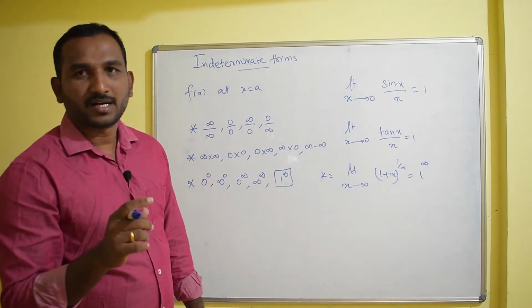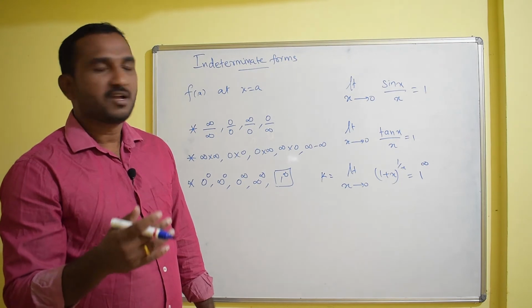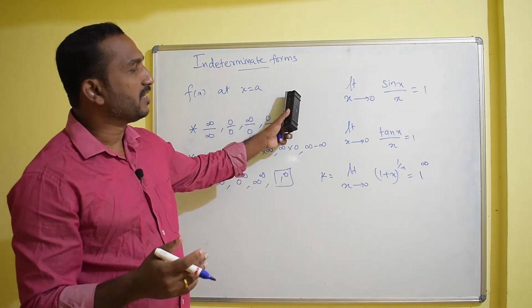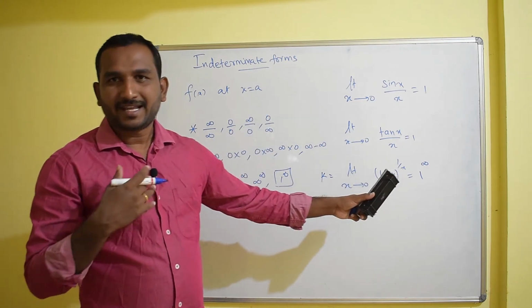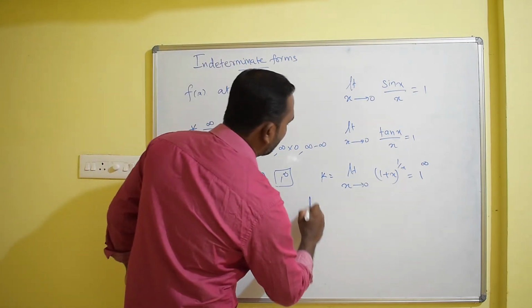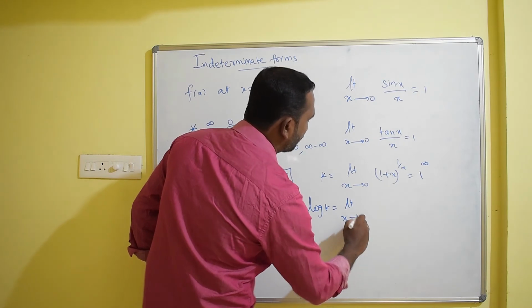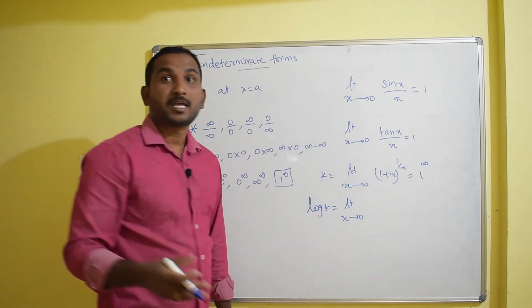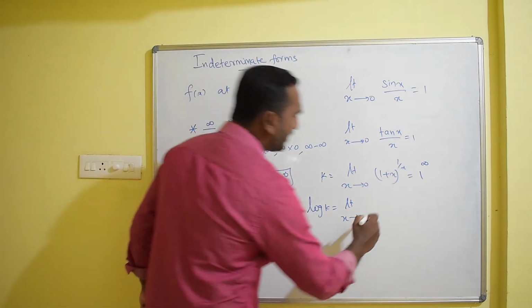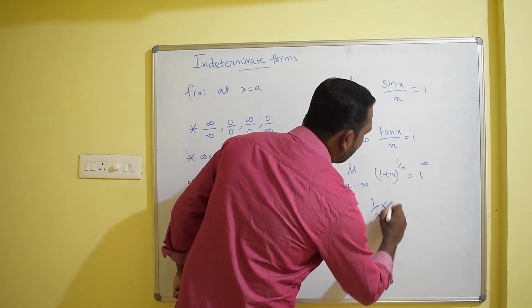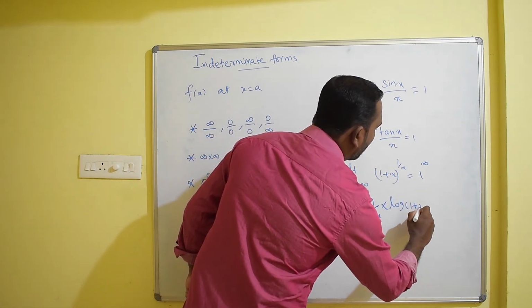Now to simplify such a problem, we want to bring it to the form a by b. For that I am going to take log on both sides. So what will we get? Log k is equal to limit x tends to 0. You know that log a power m is m log a, so directly I can write 1 by x into log of 1 plus x.